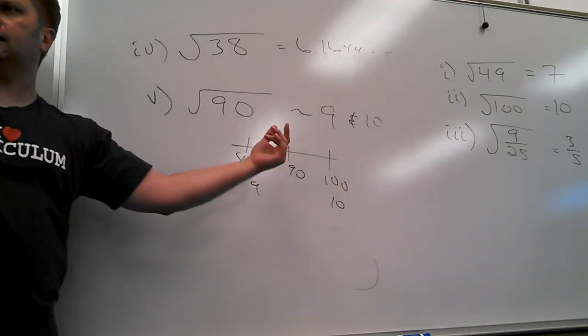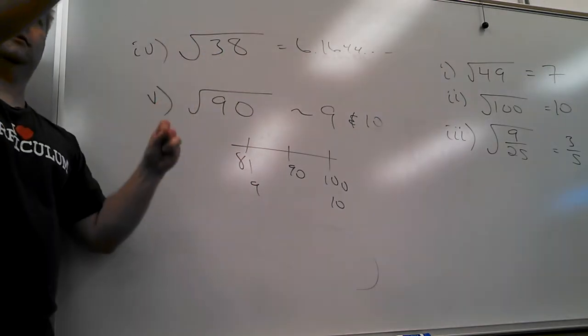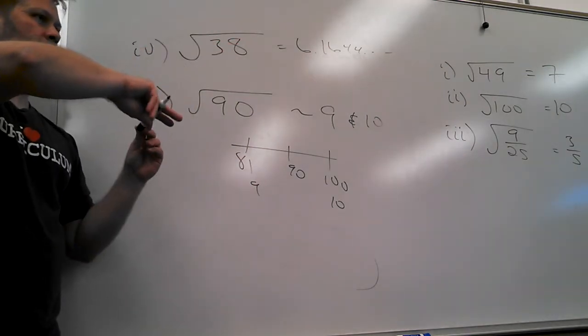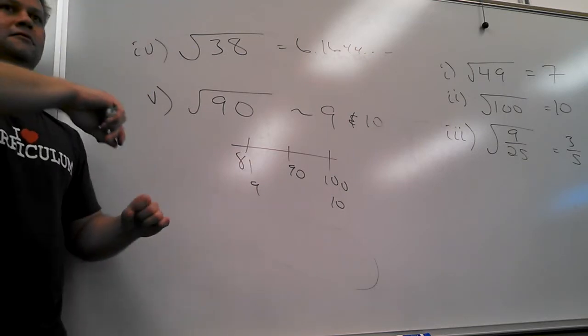Somebody help me out. What's the square root of 90? 9.35. 9.35? Yeah. I was close, huh? Dude. Oh, wow.